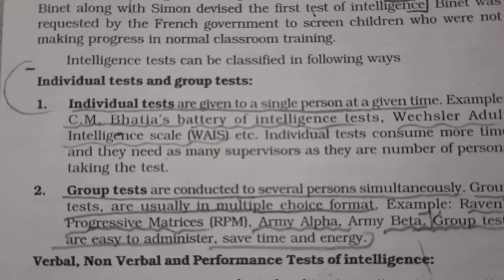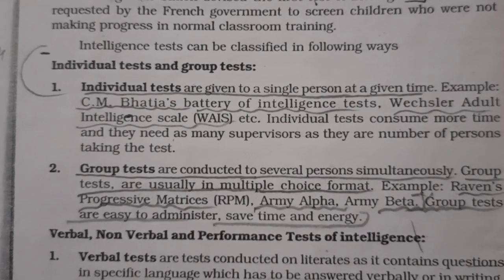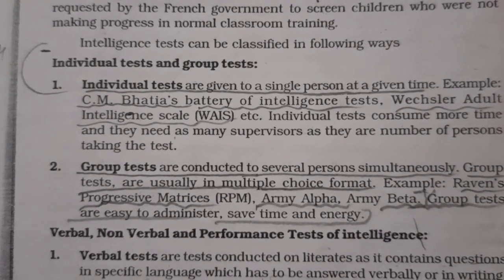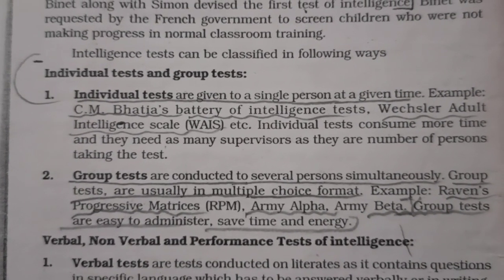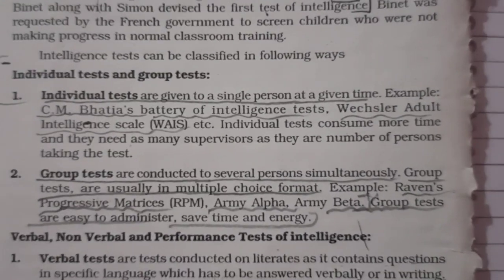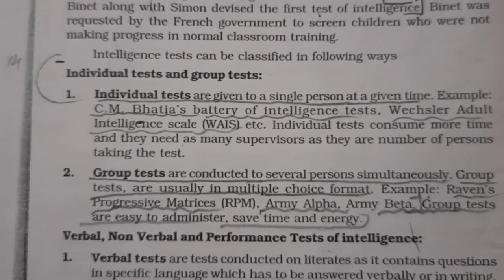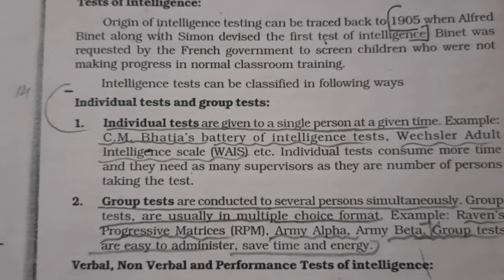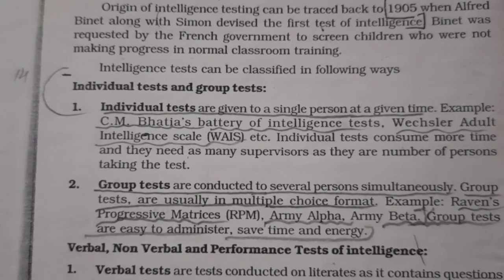The second one is the group test. Group tests are conducted on several persons simultaneously. Group tests are usually in multiple choice format. Examples are Raven's progressive matrices, Army Alpha, and Army Beta. Group tests are easier to administer and save time and energy. A group test can be conducted on many people at a time, and it will be like multiple choice questions.